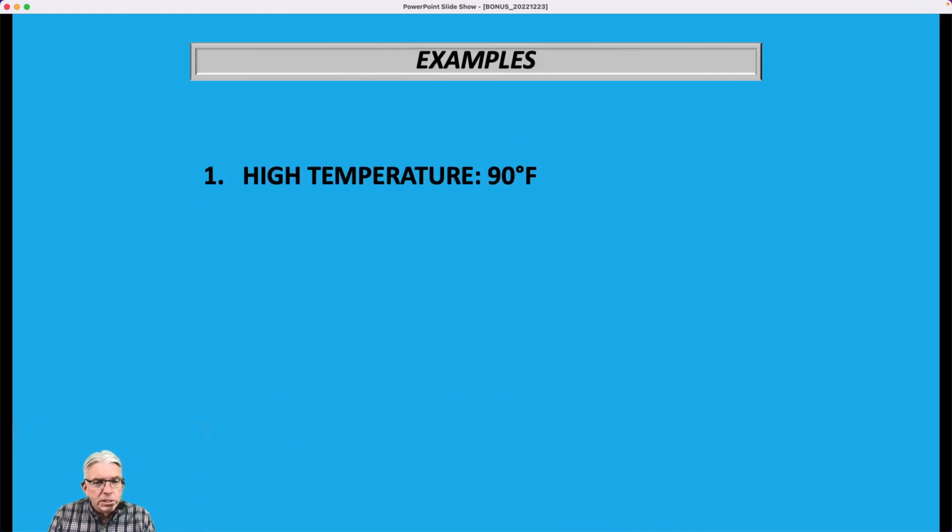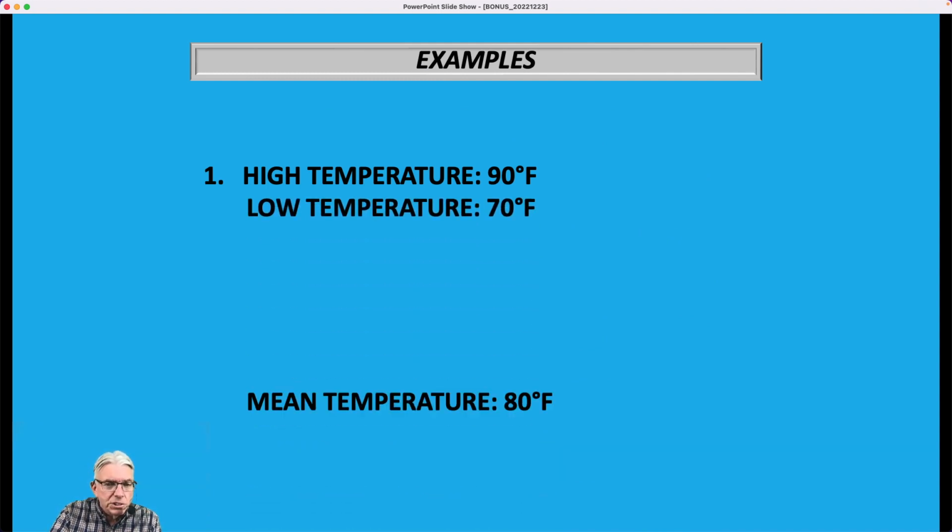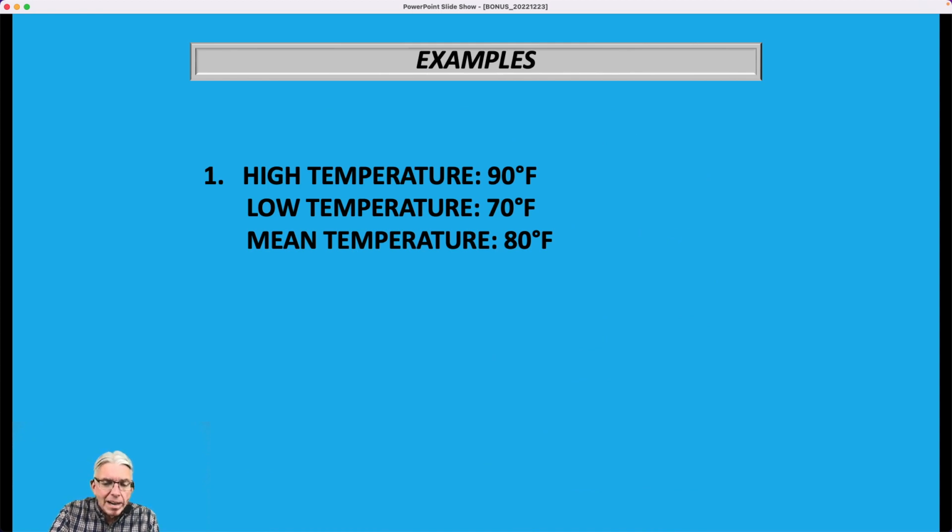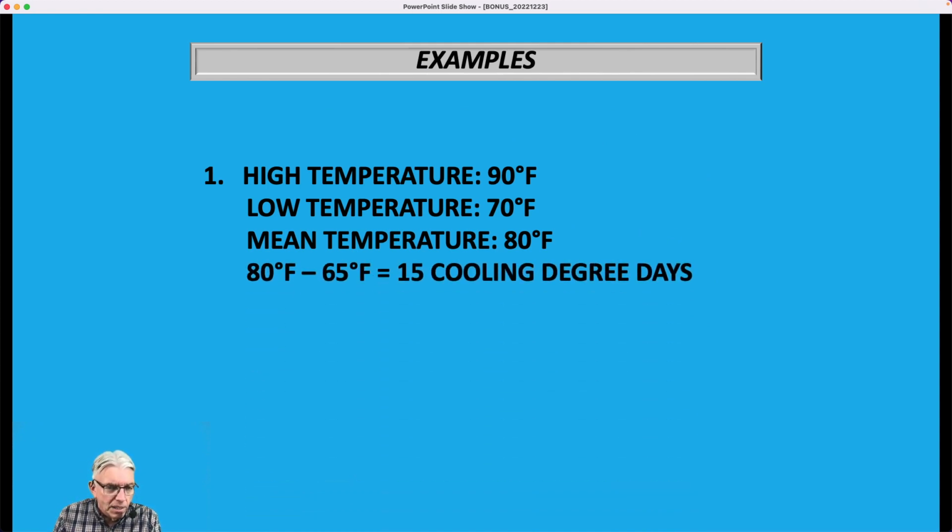So let's look at a couple of examples. Let's say in the summertime, the high is 90 and the low temperature is 70. That gives us a mean temperature, or average temperature, of 80 degrees Fahrenheit. The base temperature is 65, so you take 80 minus 65, and it gives you 15 cooling degree days.